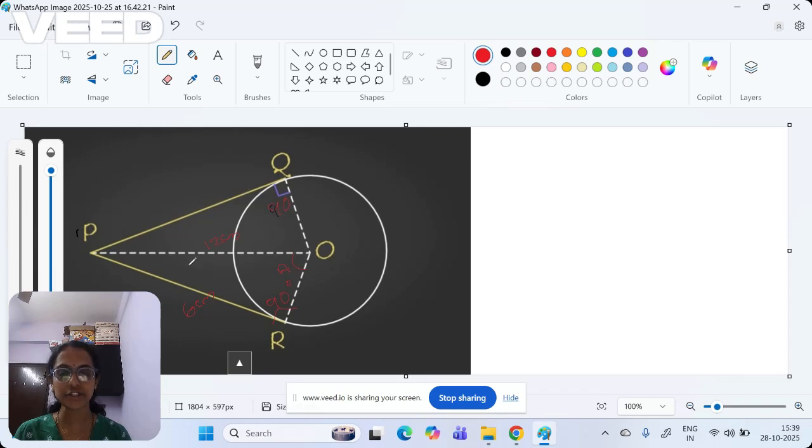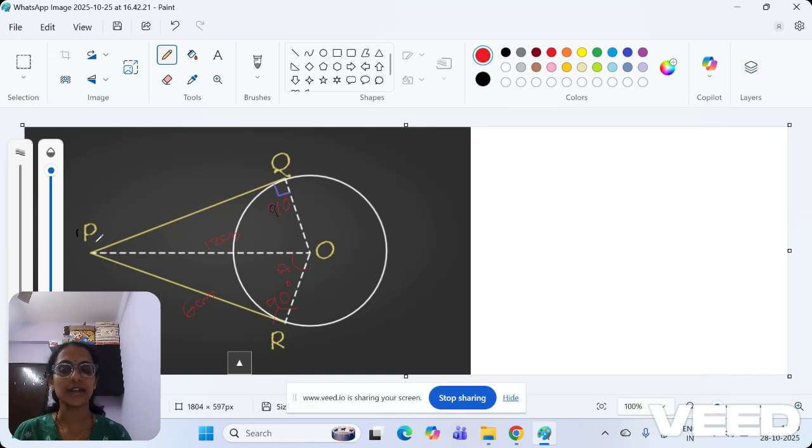A tangent is a straight line which is drawn from a point outside the circle and which touches the circle at a single point. Here PQ is a tangent and Q is the point at which the tangent touches the circle at a single point. Similarly, there is another tangent, that is PR, which touches the circle at a single point, that is R.